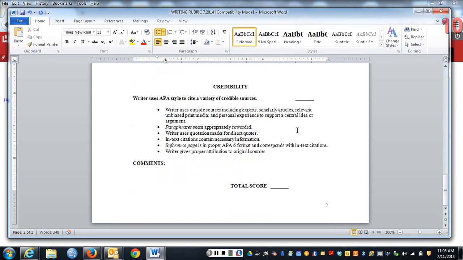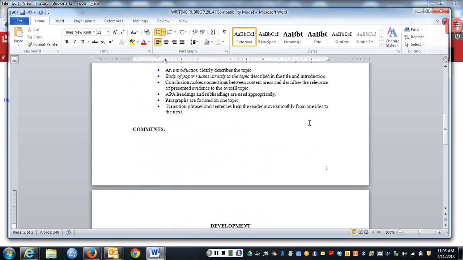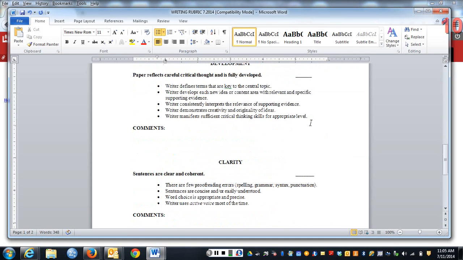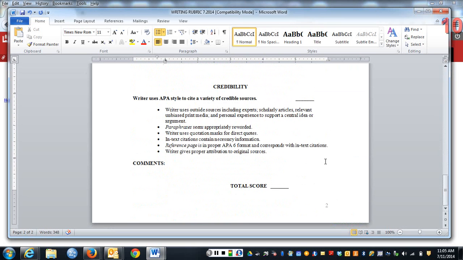Credibility is the last, what's it called? Oh my gosh, I have forgotten. It is called a core element. So credibility is the last core element. The writer will use APA style to cite a variety of credible sources.